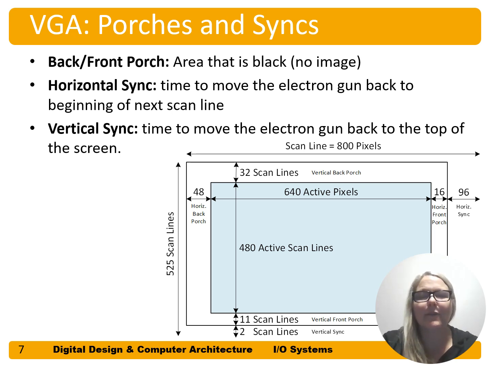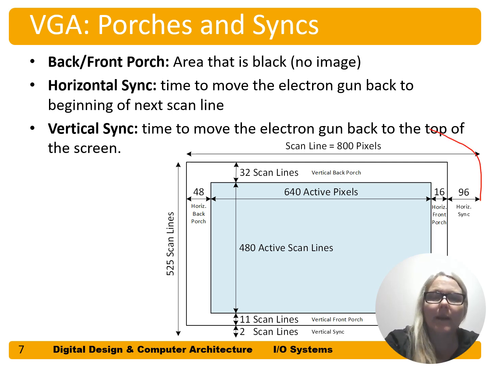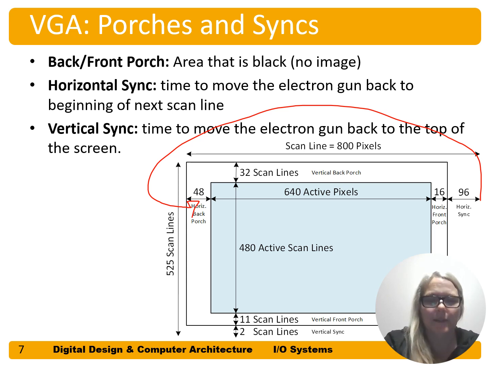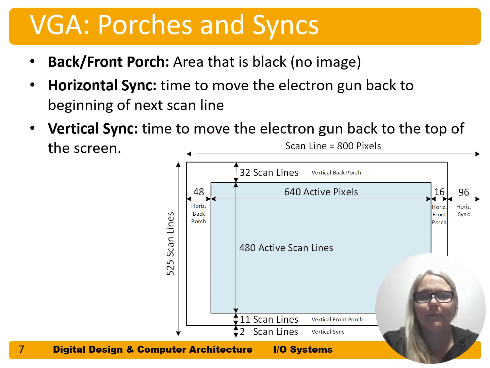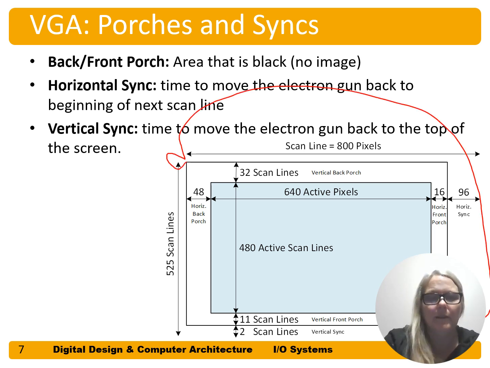So again, here, the back porch and front porch have no image on them. Horizontal sync time is the time to move the gun back to the beginning originally. And now we have to work with this original protocol. And the vertical sync is the time to move from the bottom corner back up to the top.